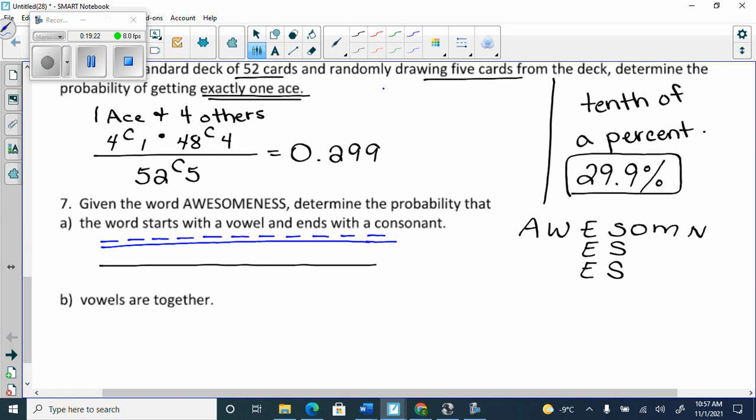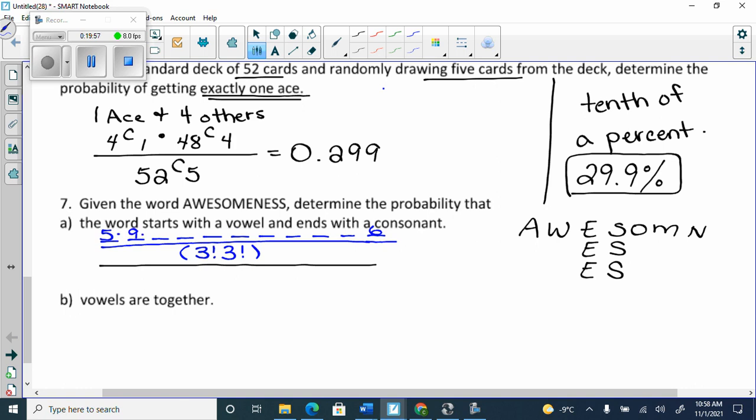Why did I make a fraction? On the bottom, what has to happen? 3 factorial, 3 factorial, because the letters are doubling or tripling here. Start with a vowel. How many vowels are there? A, E, and O. 5. End with a consonant. How many consonants are there? 6. How many letters have I used up? 2, right?